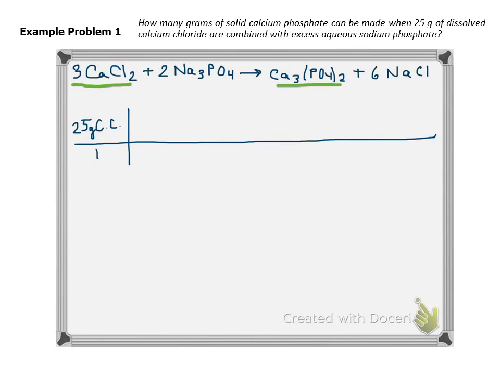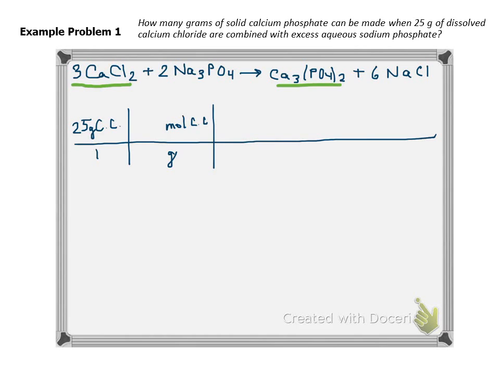Now we know we cannot directly go from grams of reactants to grams of products. So in order to enter the tunnel, we must first convert grams to moles. Since I'm starting off with grams, I want to cancel that unit. So in my next conversion fraction, I'm going to have grams in the denominator and my desired unit of moles of calcium chloride in the numerator.